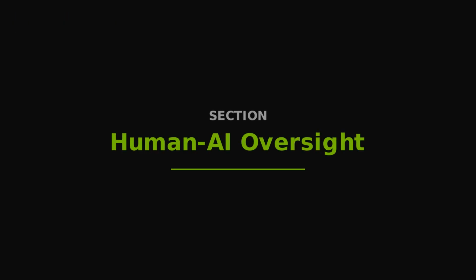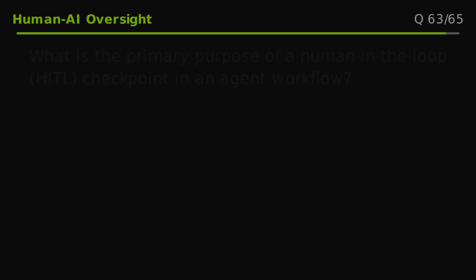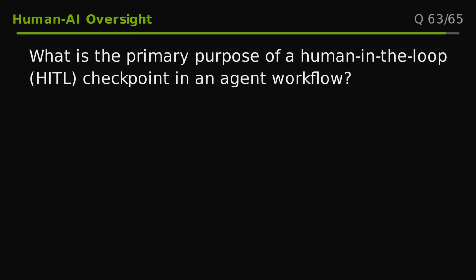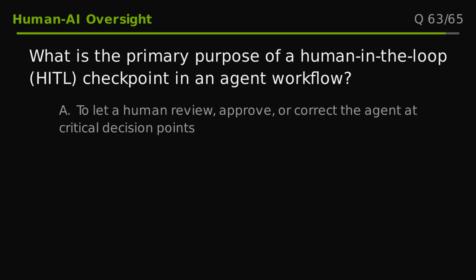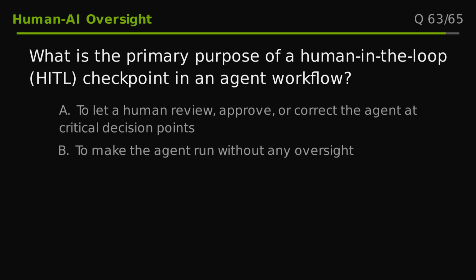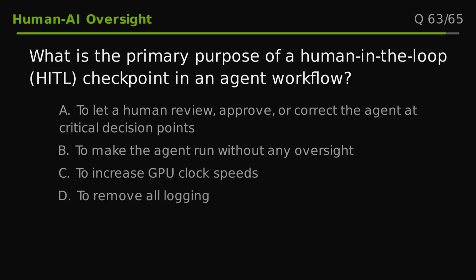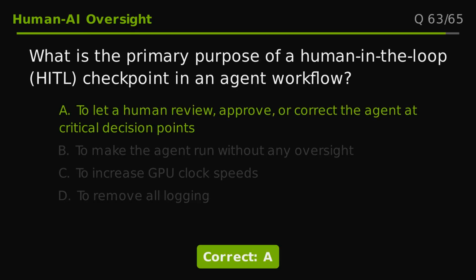Next section, Human Oversight. Question 63. What is the primary purpose of a human-in-the-loop checkpoint in an agent workflow? Option A: to let a human review, approve, or correct the agent at critical decision points. Option B: to make the agent run without any oversight. Option C: to increase overclock speeds. Option D: to remove all logging. The correct answer is A.